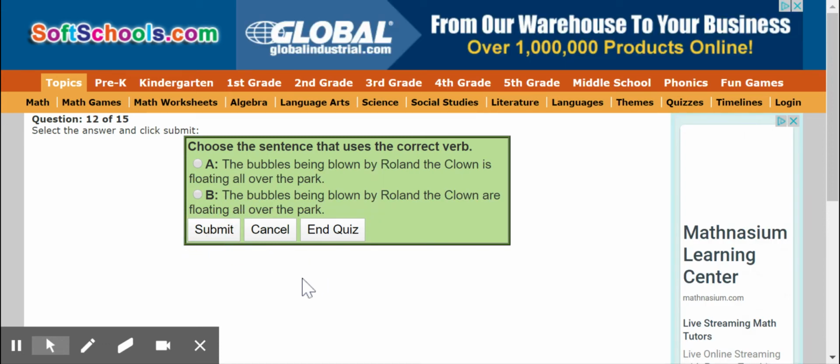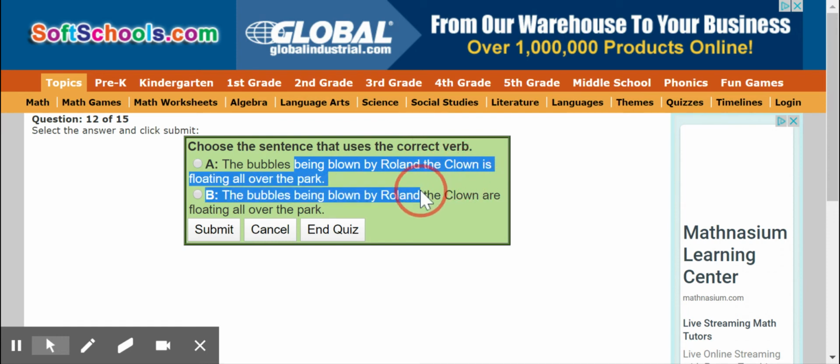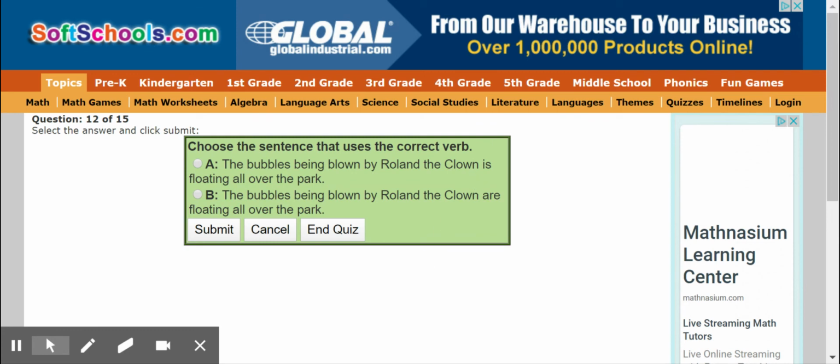All right. This one, the bubbles being blown by Roland the Clown is floating all over the park or are floating all over the park. Again, you're going to have these intervening phrases between the subject and the verb. So to figure it out sometimes, if you look at the verb, you could ask yourself, who or what is floating? And the answer would be bubbles. Bubbles is plural. So we want to pick B. We need a plural verb, are. So therefore, 12 is B.